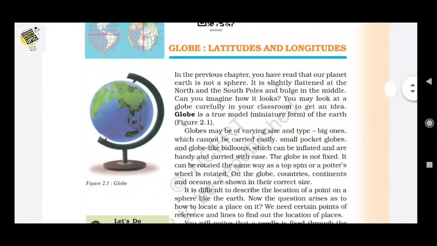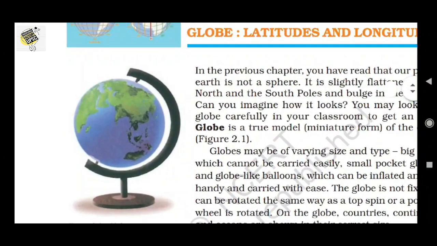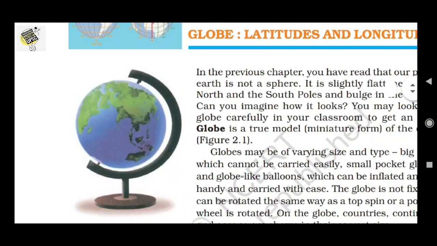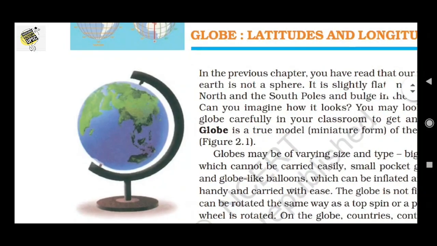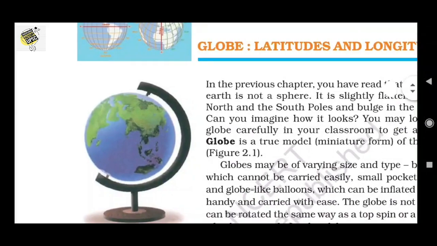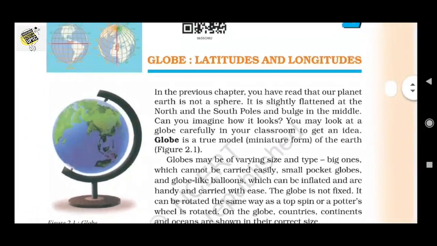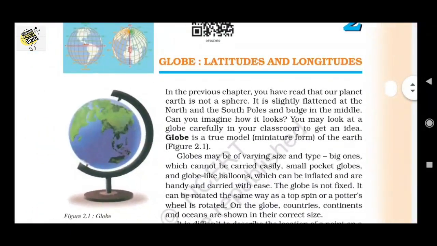It's difficult to describe the location of a point on a sphere like the earth. The globe is a true model of the earth in miniature form. We will notice the needle which connects an axis with the globe, and this is known as the axis. The 2 points through which the needle passes are the 2 poles on the globe, the North Pole and the South Pole. The globe can move around its needle from west to east. So note the point, the earth rotates from west to east.